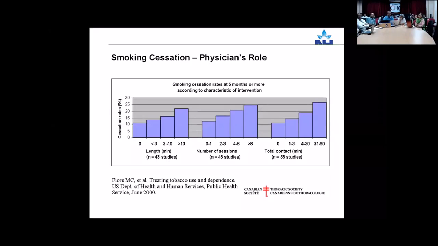I always keep in mind this particular study, which showed that the longer you spend with each patient, the more successful you are at getting them to quit. The more the number of sessions, the more successful they are in quitting. And with the total contact time increased, they quit very well. So I try and emphasize the importance of quitting at every session and do a longer session for those who've previously been attempting to quit but not succeeded. So I try to increase the total contact time.